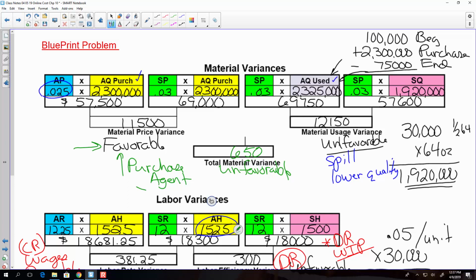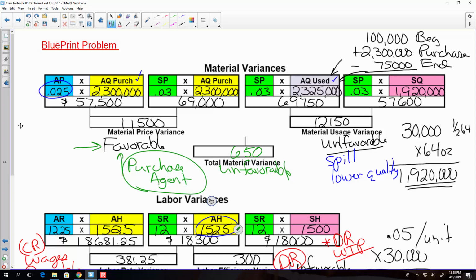And who do I thank for that? Well, that's the purchasing agent. They buy the material, right? So they would be the persons in charge of that area. And if it was unfavorable, we would have to talk to the purchasing agent and say, what happened?